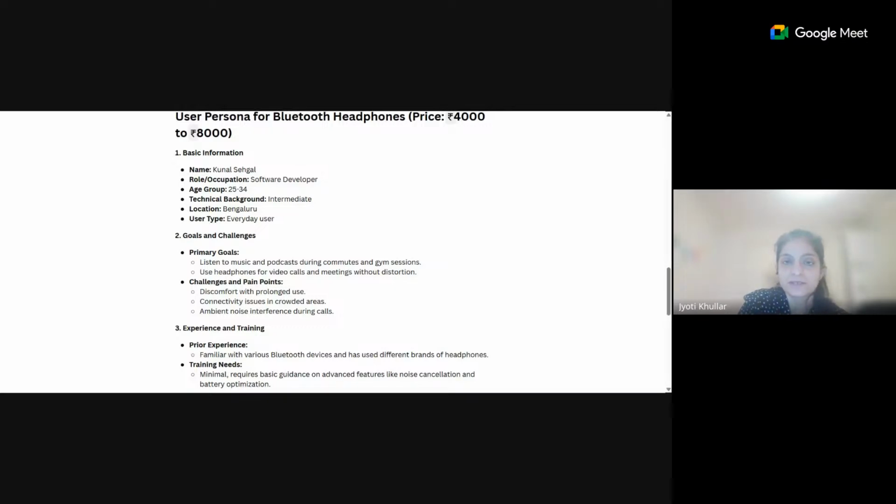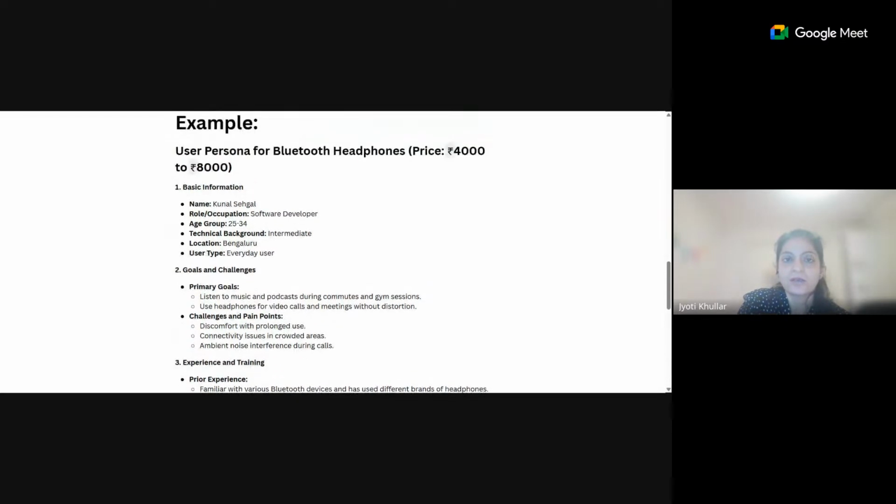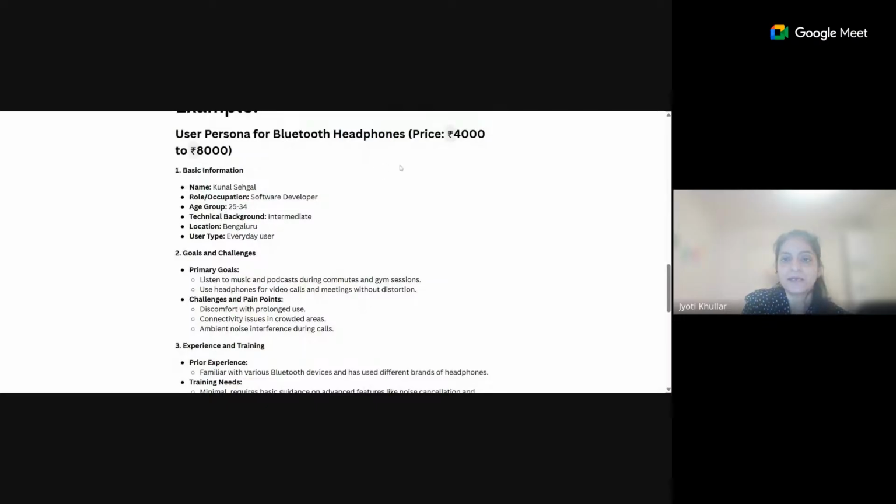Bluetooth headphones, maybe. Okay. So depending on the cost, your audience might also change. If you're writing for a headphone that sells for under 1,000 rupees or within the 1,000 to 2,000 range, the consumer will be different, isn't it? Who is going to buy a headphone that ranges between 1,000 and 2,000?